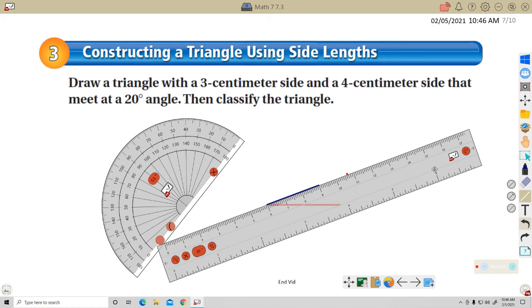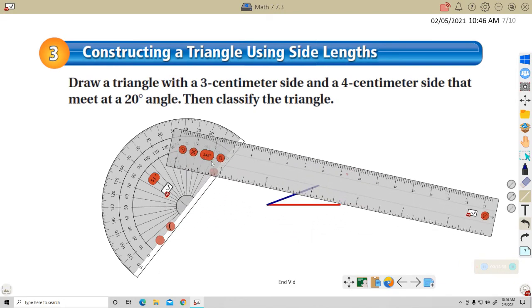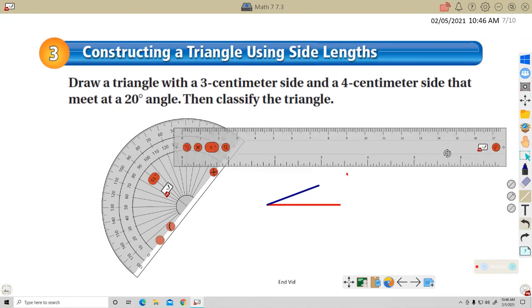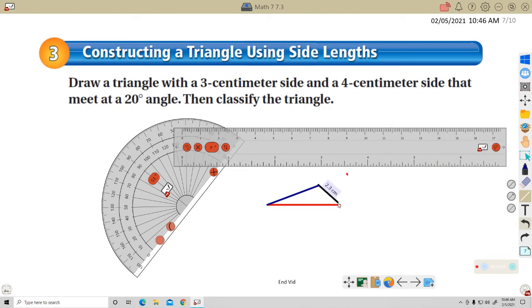And now I have just to connect those two ends together. And I don't even need the ruler for that because I can just use this tool that does straight lines for me. From here down to there. All right, so there we go. There's my 4 centimeter line. This is my 3 centimeter line. And they meet here at 20 degrees.